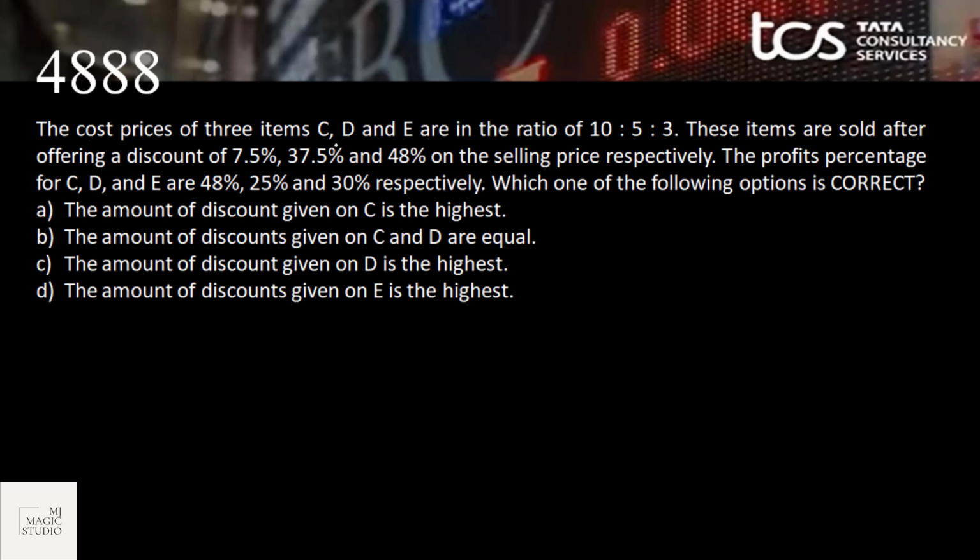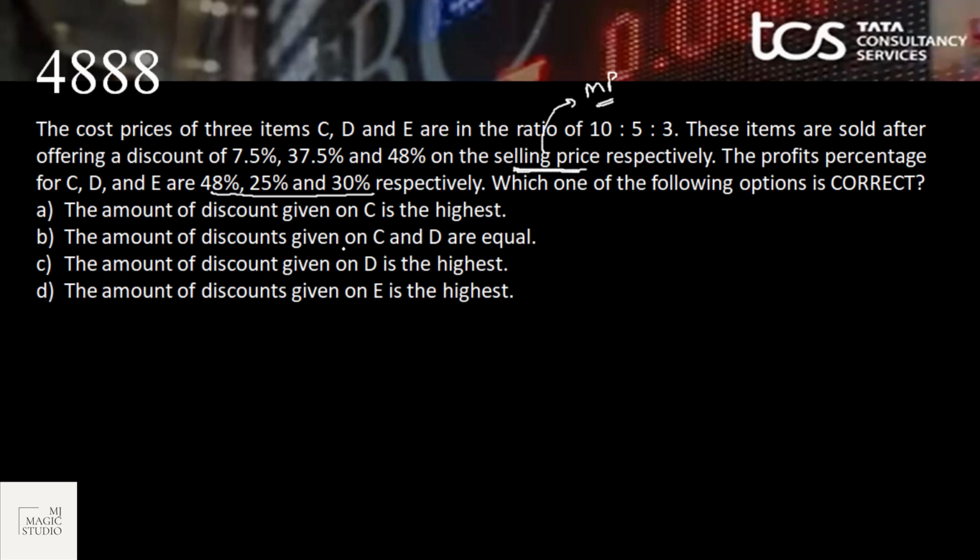The cost price of 3 items C, D and E are in the ratio 10:5:3. These items are sold after offering a discount of 7.5%, 37.5% and 48% on selling price. Obviously, here selling price means marked price. This is a marked price. The profit percentage for C, D and E are, this is the actual profit percentage, 48%, 25% and 30% respectively. Then which of the following option is correct?